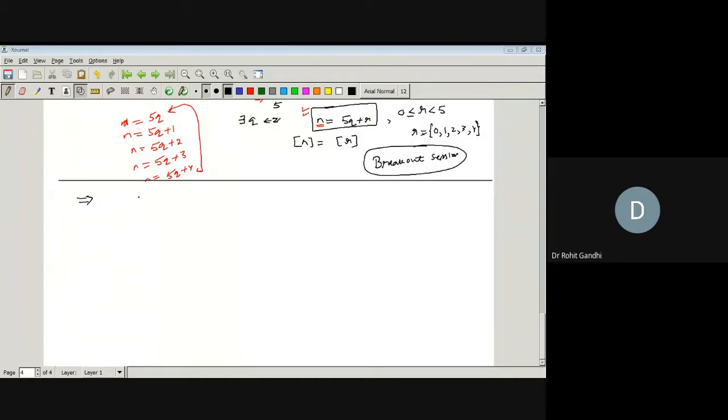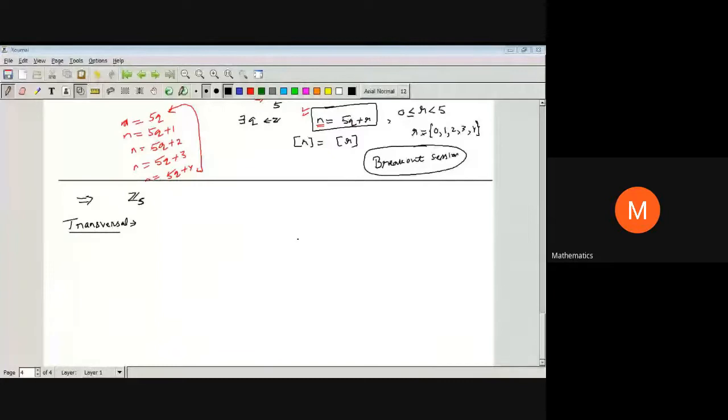So in your higher classes, we will represent this type of set as Z5, right? Z5. Okay. One thing I want to discuss with you, the last thing, that is transversal.